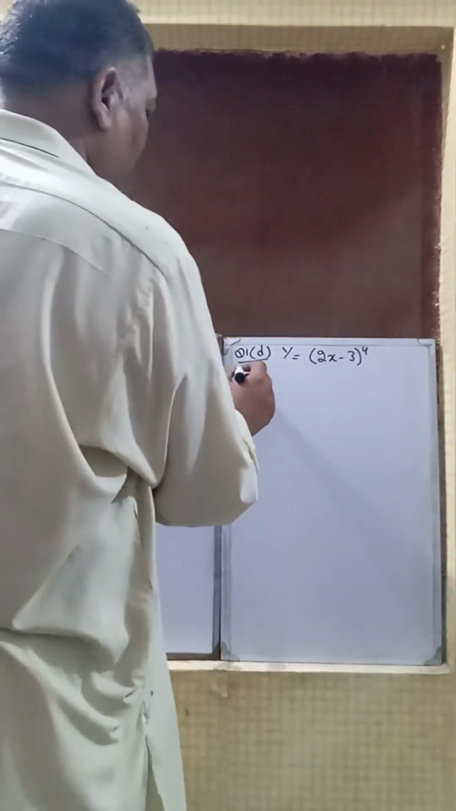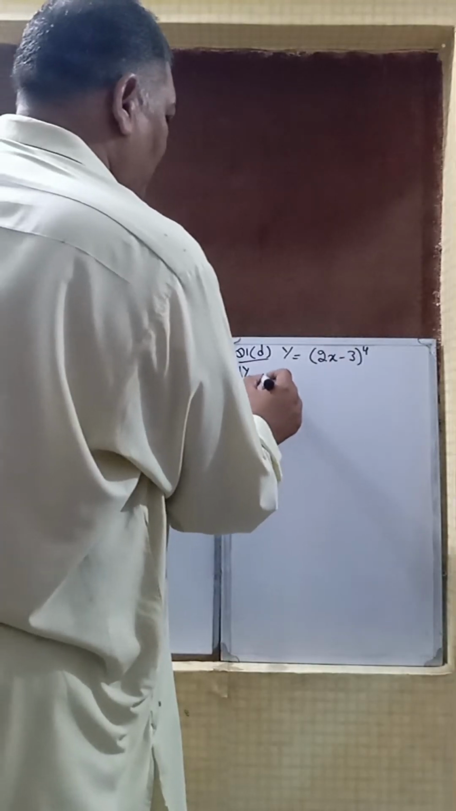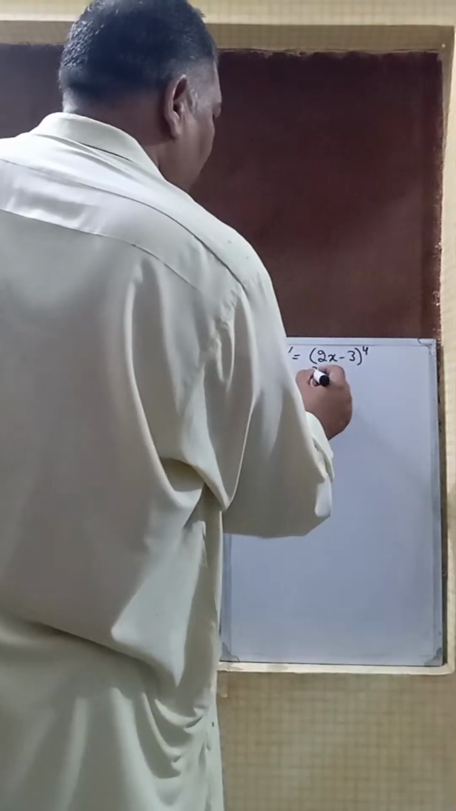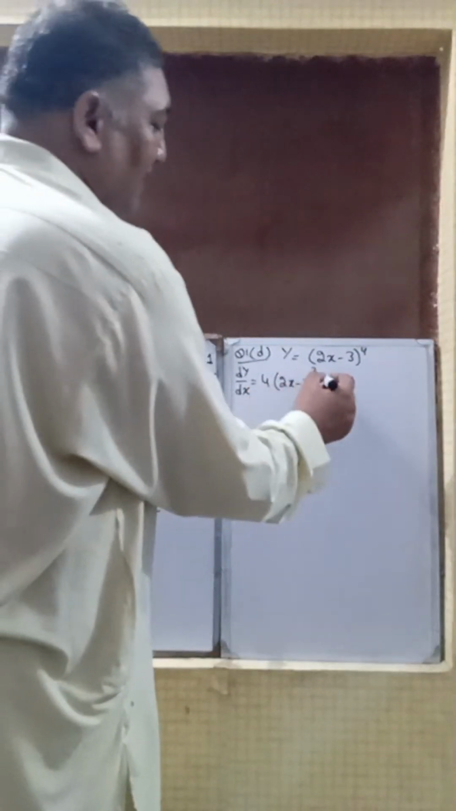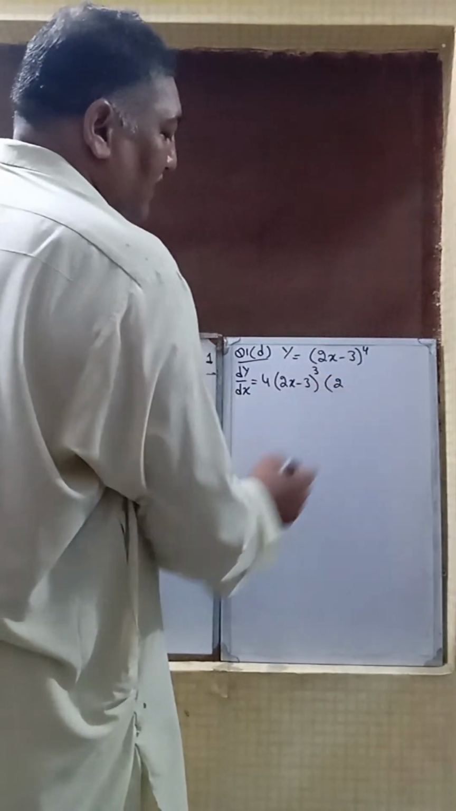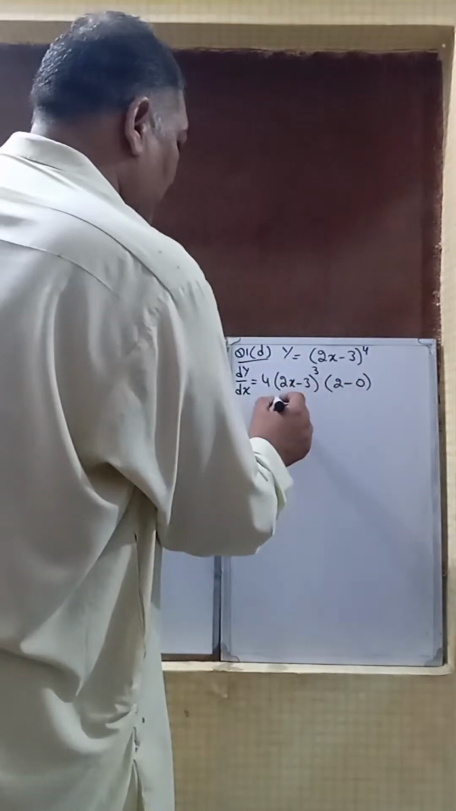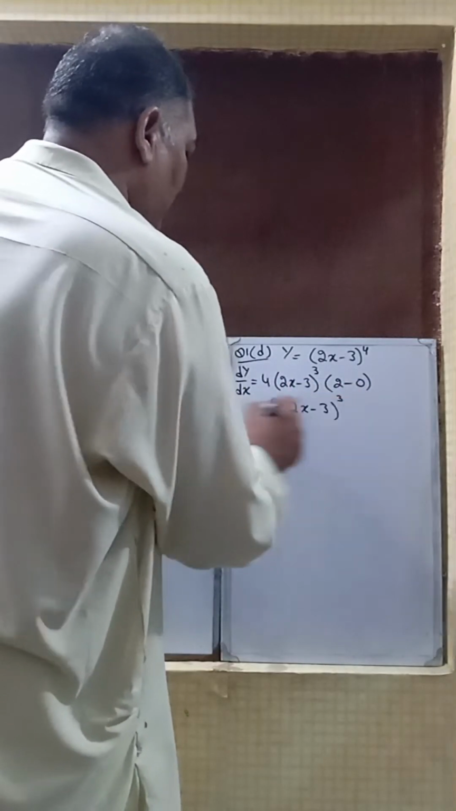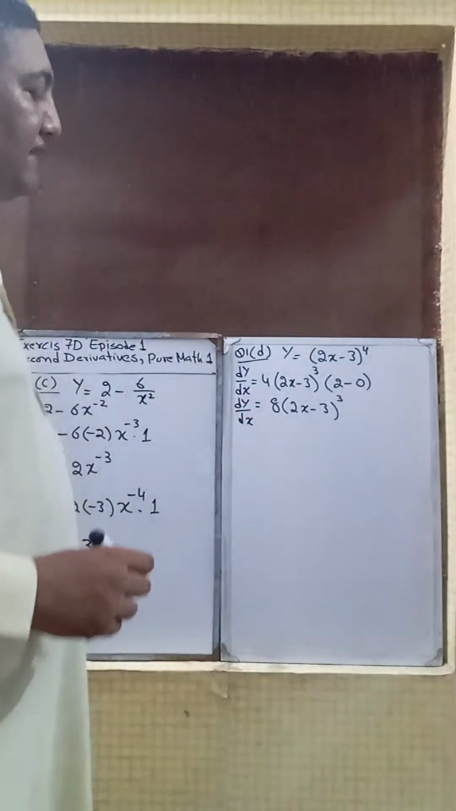First of all, I will differentiate it and find the first derivative. The 4 will come on the side, (2x minus 3) raised to power 3, the power decreased by 1. Then I will take the derivative of the base: the derivative of 2x is 2 and of 3 is 0. So it becomes 8 into (2x minus 3) cubed. This is my first derivative, dy by dx.